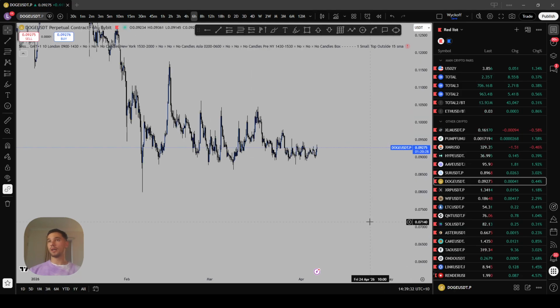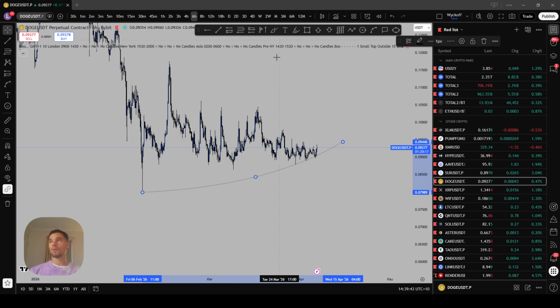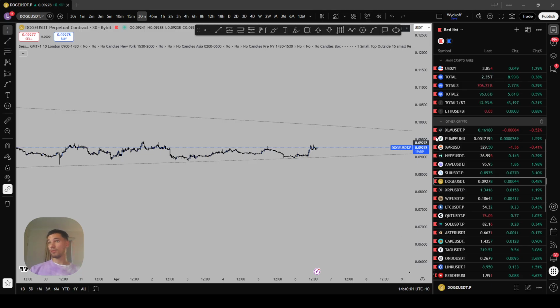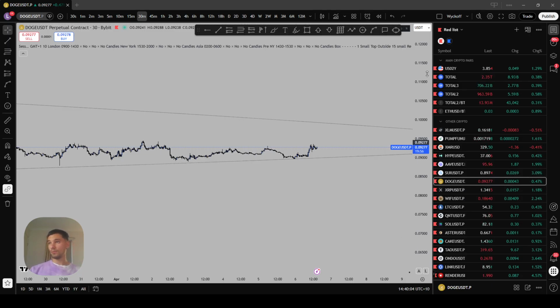Yeah, Doge, we are sort of compressing here. It's not the cleanest compression, but it's a compression. Not much more to be done on Doge.